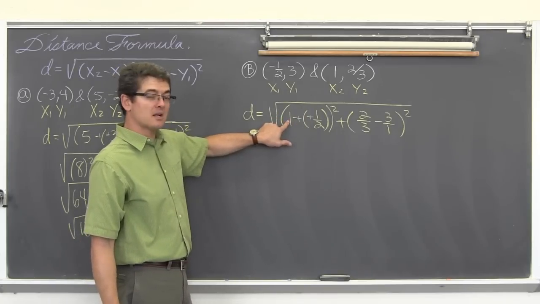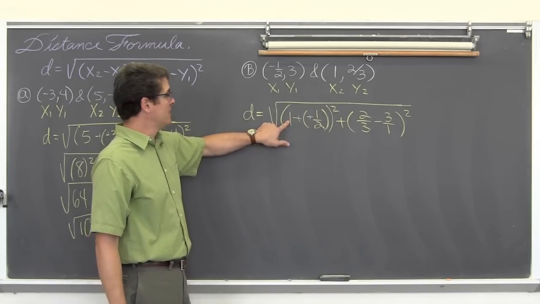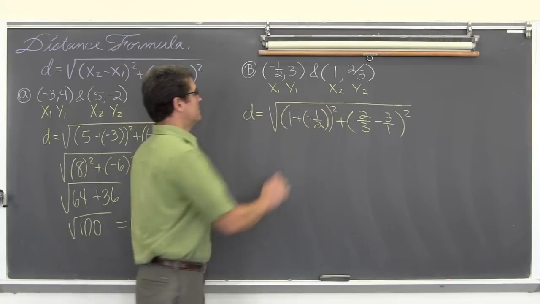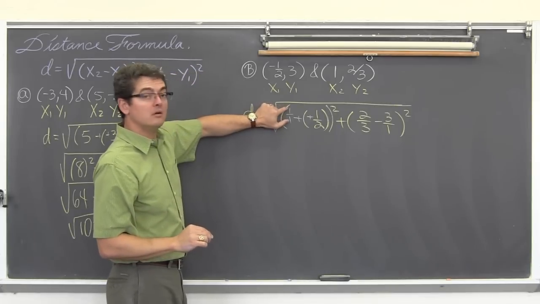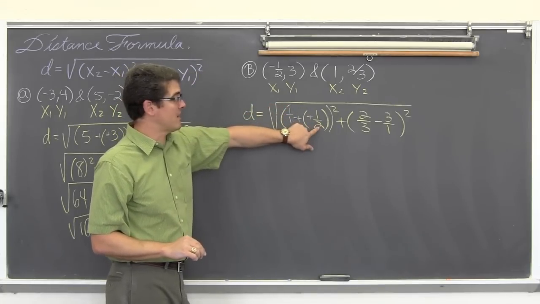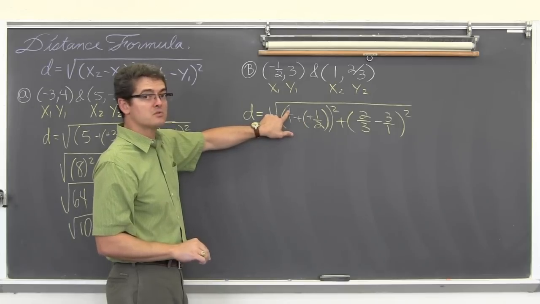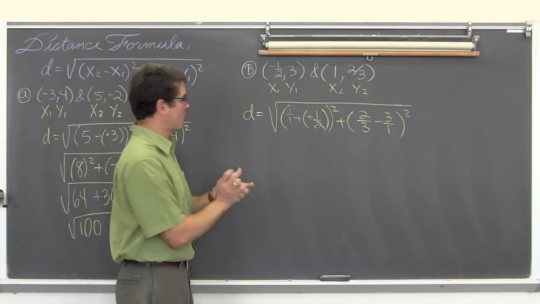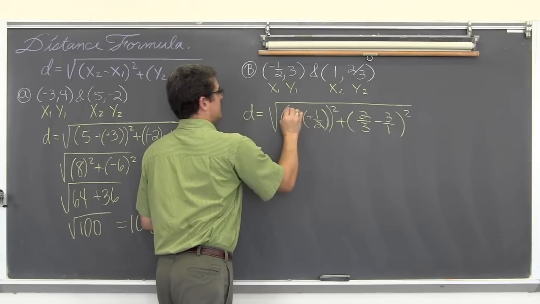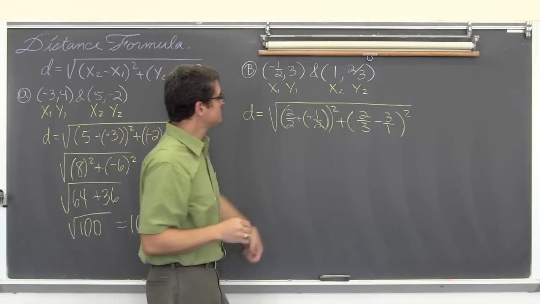So the 1 needs a denominator of 2. So I'm going to take the 1 and multiply the numerator and denominator by 2 to get our matching denominator of 2. So 2 times 1 is 2, and again 2 times 1 is 2. So our 1 is going to become 2 over 2.